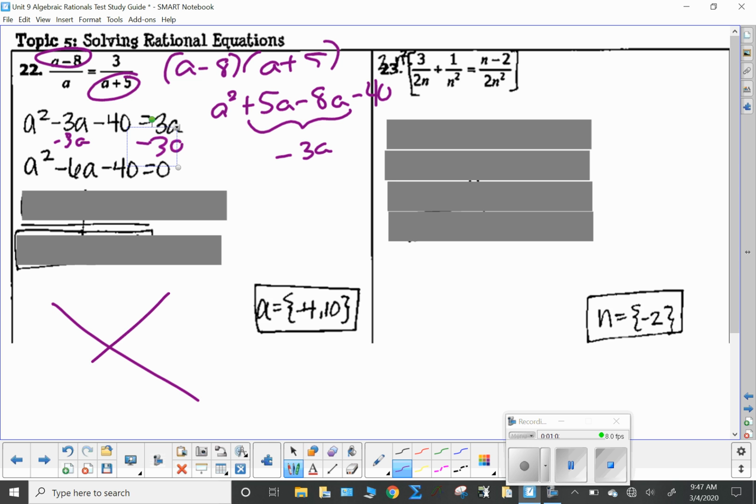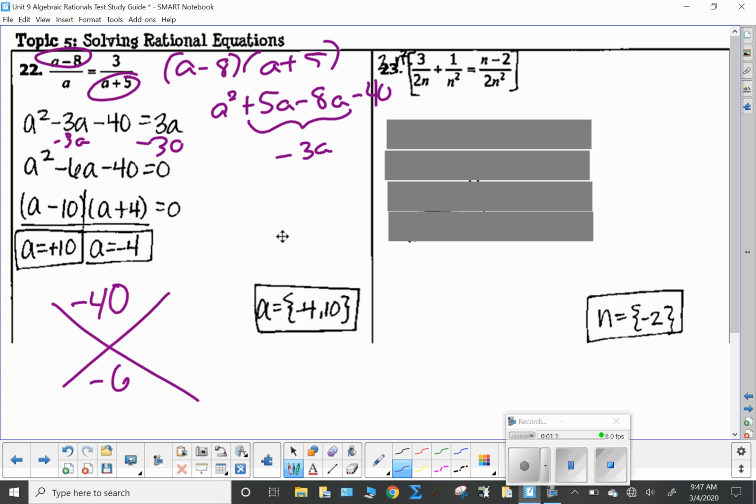Then you need to factor: factors of negative 40 that add to negative 6, and you wind up with negative 10 and 4. Setting each equal to 0, you get a is 10 or a is negative 4, both of which work.